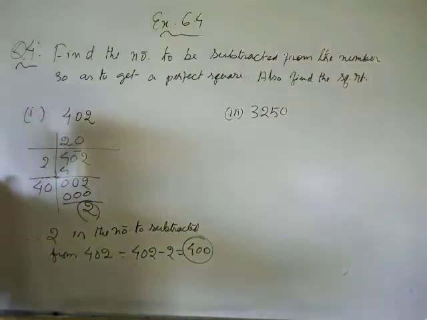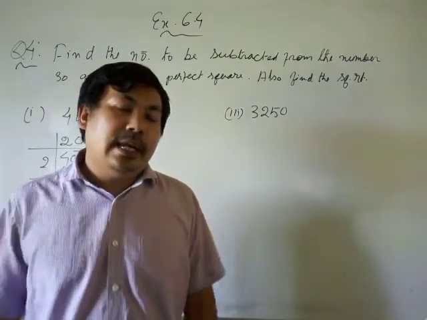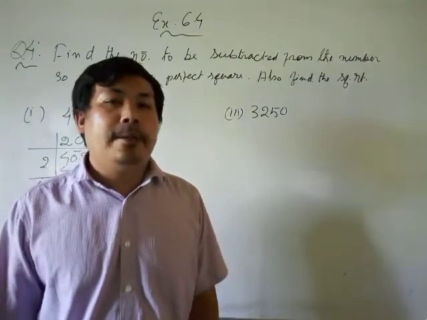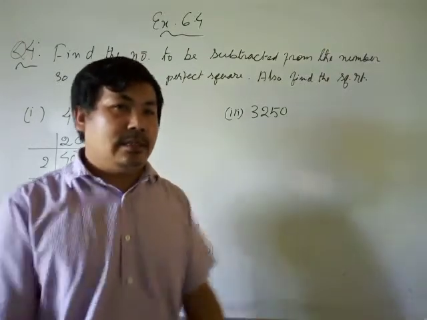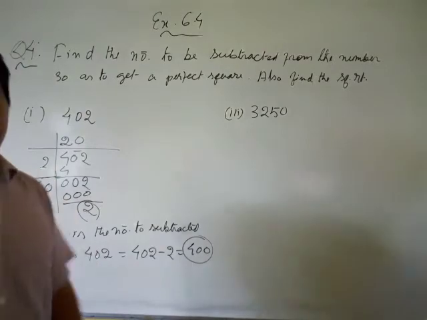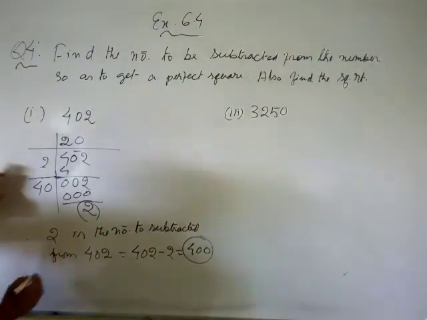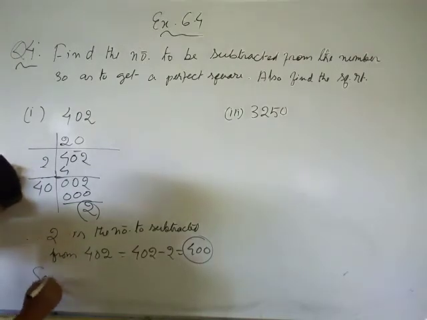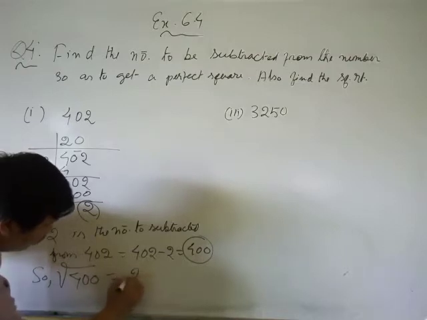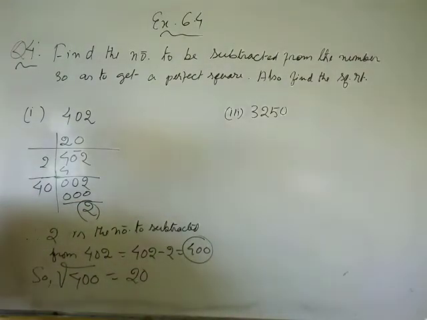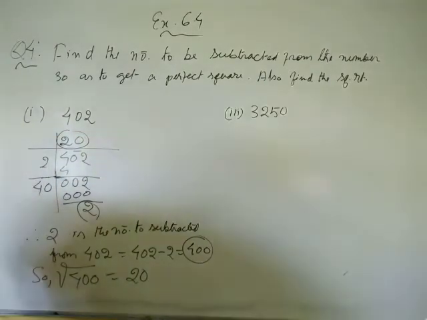Now this 400 is a perfect square. Why? Because there are 2 zeros at the last digit. Where 2 zeros are there, it could very likely be a perfect square. We can take the square root now. So the square root of 400 is 20. That's all. You may find this in 2024.